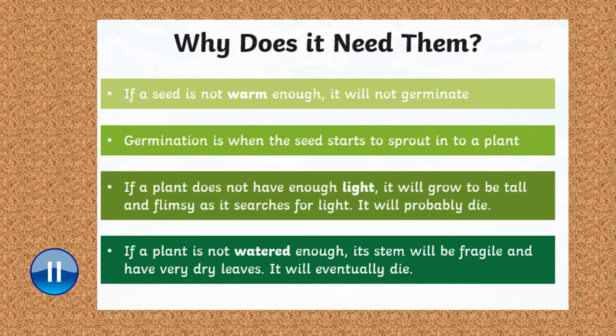It will look unhealthy. If a plant is not watered enough, its stem will be fragile and have very dry leaves. It will eventually die because it has dried out. The water helps to hold the plant up as well as being used for photosynthesis.